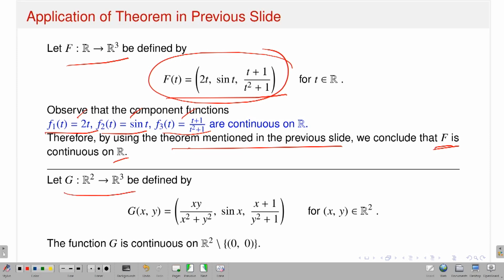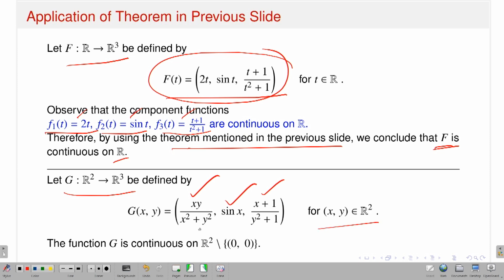Okay. So, this is another example. This is a function from R2 to R3, so it will have 3 components. You identify the component functions. The first component function is xy divided by x square plus y square. The second one is sin x. The third one is (x + 1) divided by (y square + 1), whenever (x, y) belongs to R2.